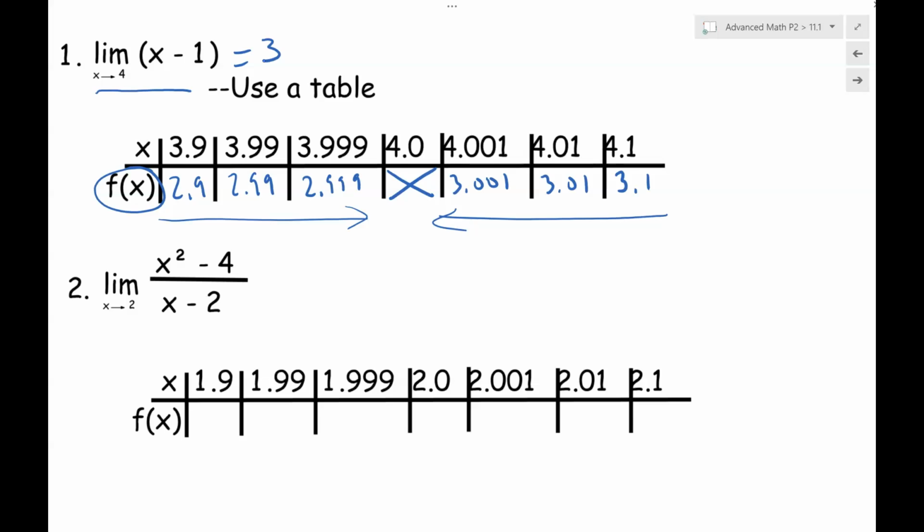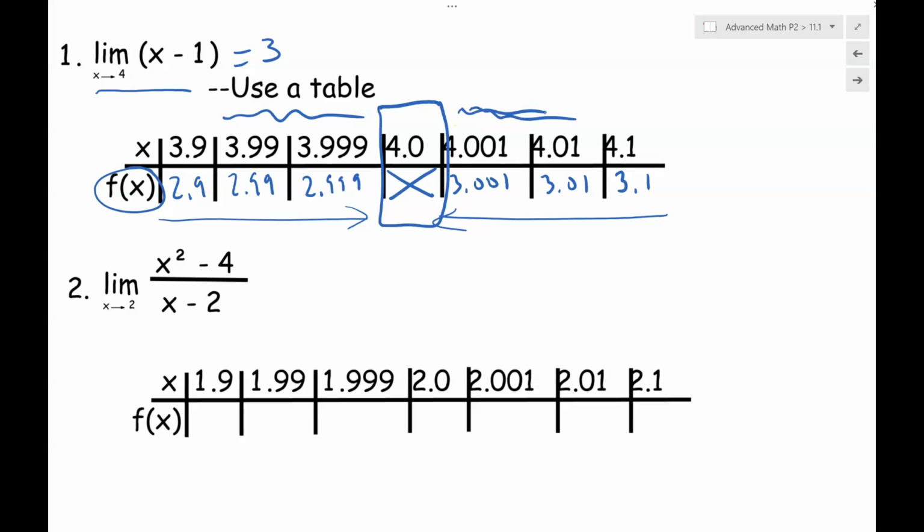Now, in this case here, I actually could have plugged in 4. 4 minus 1 is 3. It's exactly the point. But I'm going to show you in the next example that that's not necessarily the case. In other words, I don't necessarily care about what happens there. I'm asking what's happening around it here on either side. What am I getting closer to?